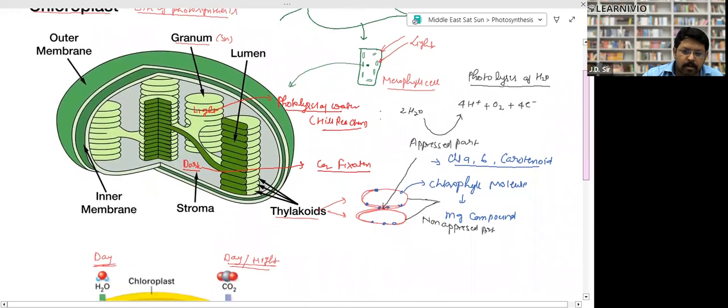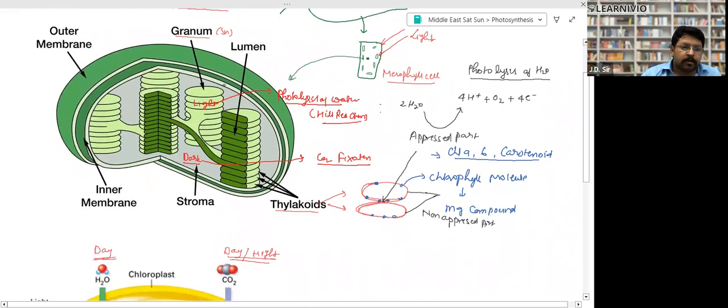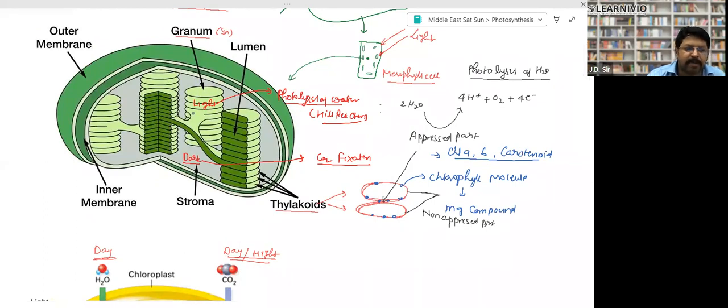Again, this structure is called granum. This complete pile is called a granum, and collectively they are called grana. Each granum is made up of tablet-like things. You can see, these look like choco pie. So this single structure is called a thylakoid. Every granum is made up of a number of thylakoids, right? So this is the structure of the thylakoid.